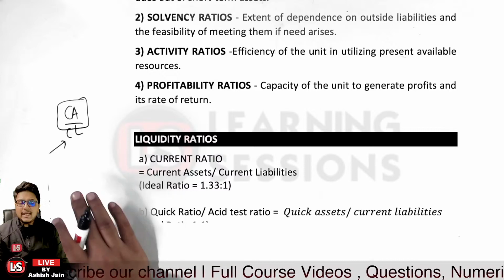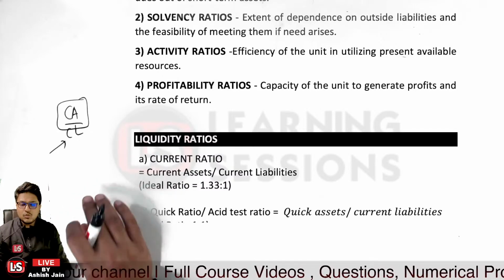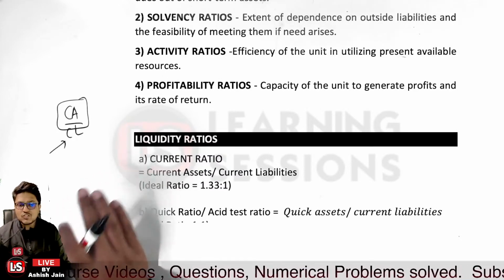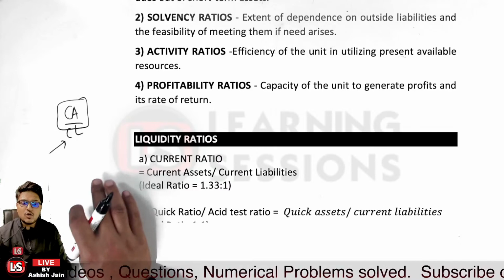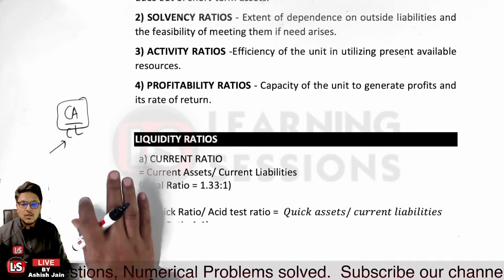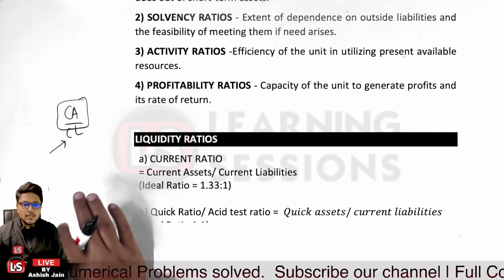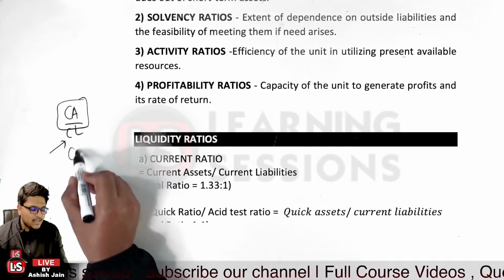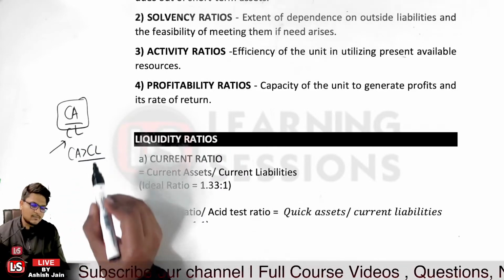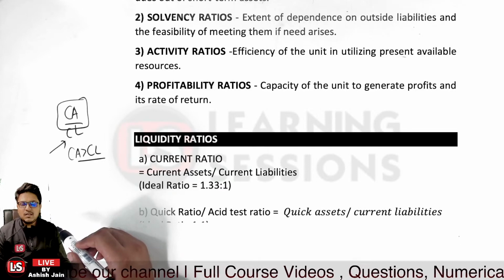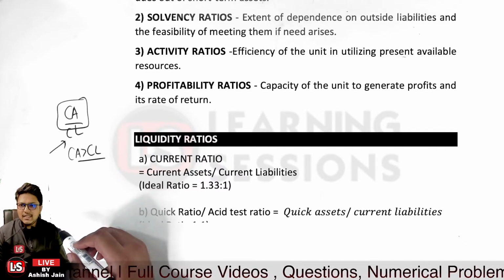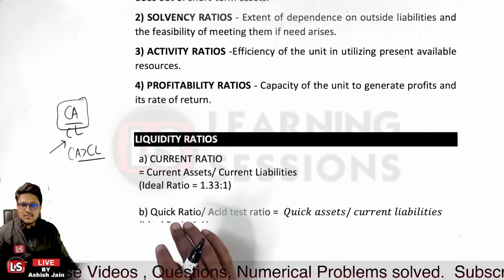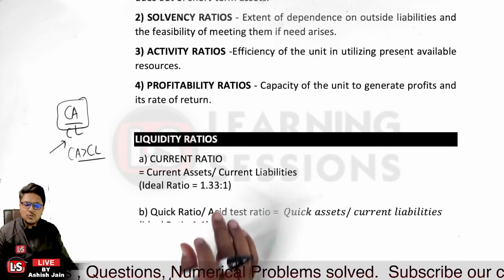If the ratio is lesser than 1, in that case the company has to borrow the amount so as to fulfill its obligations. So this ratio must be greater than 1. What does it indicate? That the current assets must be greater than the current liabilities. Ideally it is given to be equal to 1.33:1. Ideally this ratio must be equal to 1.33:1.